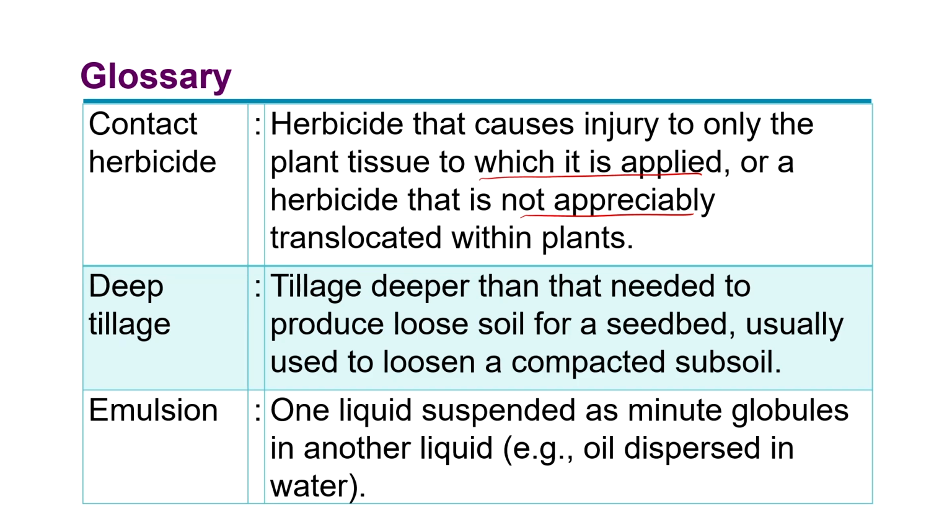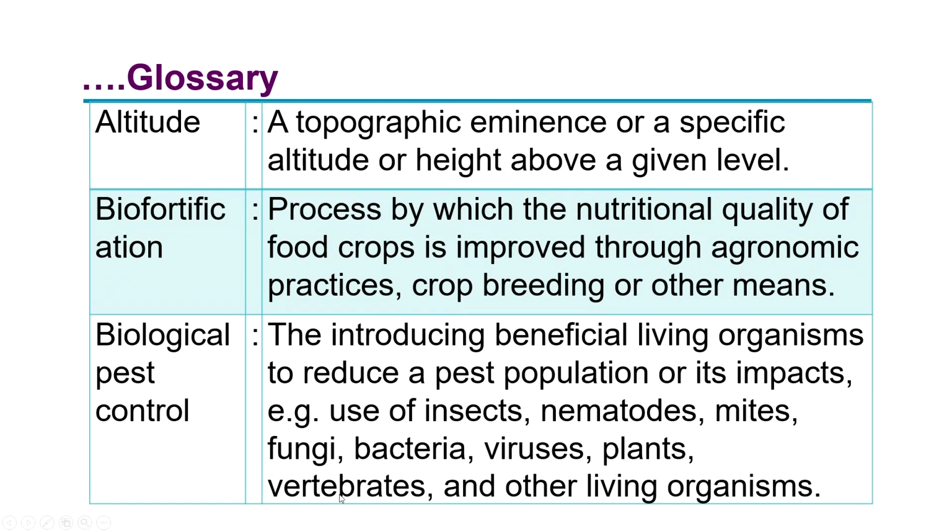Deep tillage, tillage deeper than that needed to produce loose soil for seed bed, usually used to loosen a compacted soil. Then emulsion, one liquid suspended as minute globules in another liquid. For example, oil dispersed in water. Oil dispersed in water, it makes an emulsion. Altitude, a topographic eminence or a specific altitude or height above a given level is your altitude.